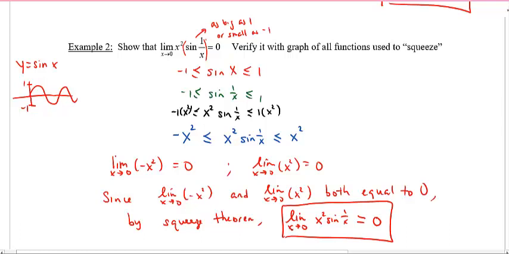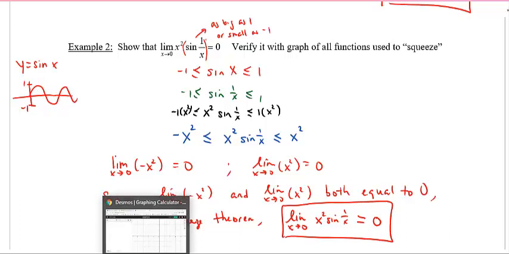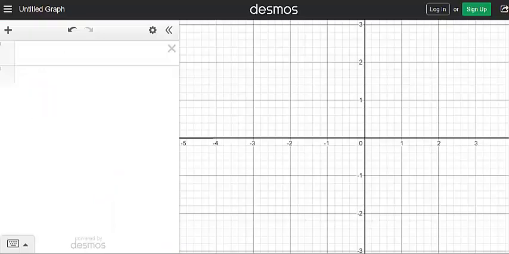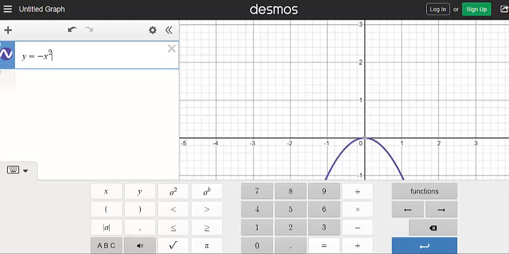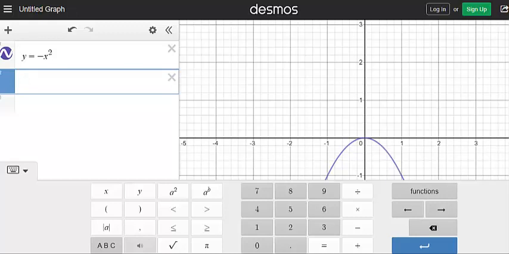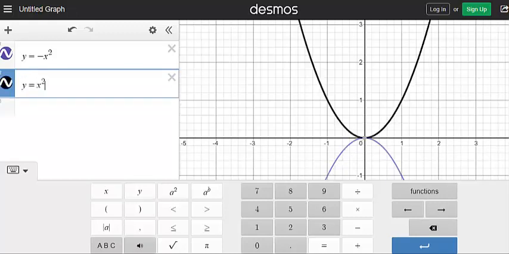So if you have a graphing calculator, you can pull it out. But I'm just quickly going to use Desmos right now because I don't have my graphing calculator with me. And if I were to actually type this in, let's see my two functions. y equals negative x squared. There we go. I need another one now. What's my other graph? Oh, yes. y equals x squared.